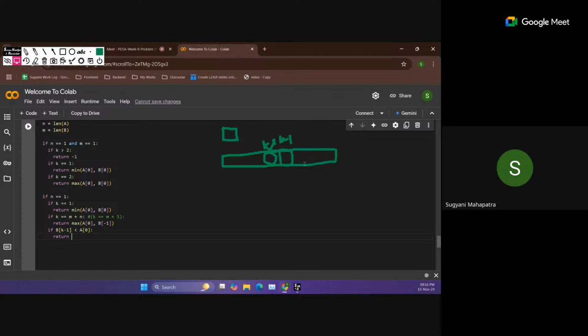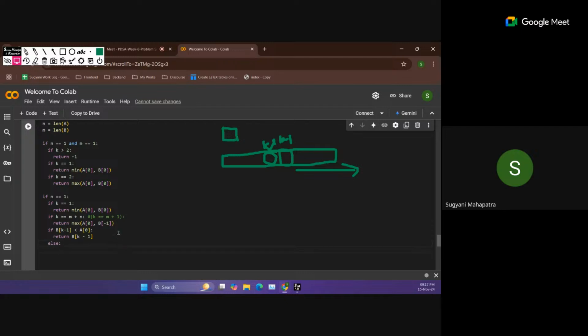No, after the k minus 1th index, right? It will lie at the kth index or somewhere after this. It will not lie before this. So we can just return this k minus 1th index. So I will return b of k minus 1.